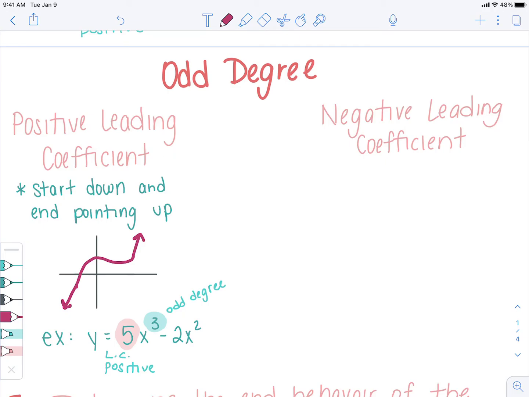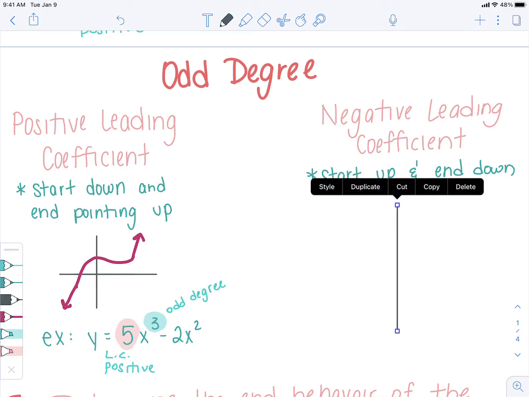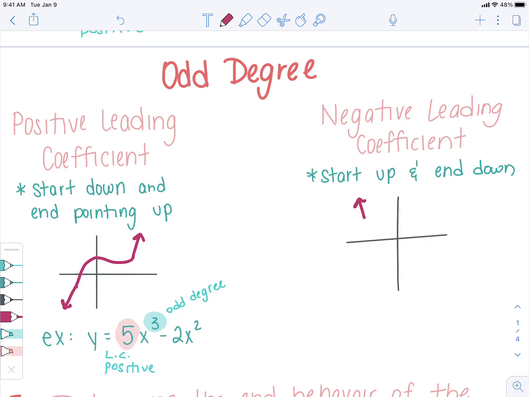So then, if it's odd and negative, instead of starting low and ending high, it's going to start high and end low. So it will start up and end down. Which means it looks something where it's starting on the left pointing up, it's ending on the right pointing down, and something is happening in between.